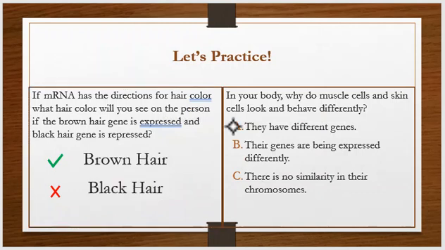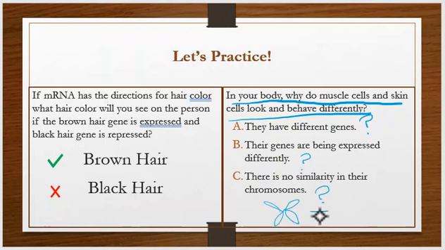The next question is, in your body, why do muscle cells and skin cells look and behave differently? Is it because they have different genes? Is it because their genes are expressed differently? Or is there no similarity in their chromosomes? Remember the chromosomes? The question is asking you, are the chromosomes not the same between skin cells and red blood cells? So take a minute, pause the video, and try to answer these two questions.